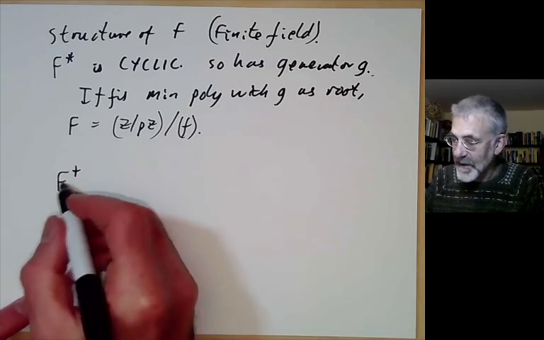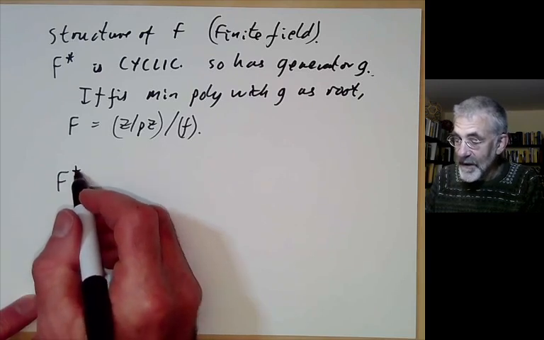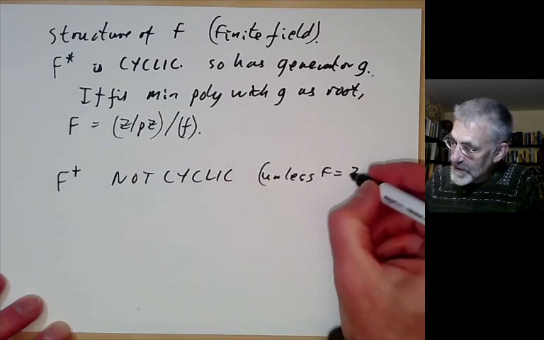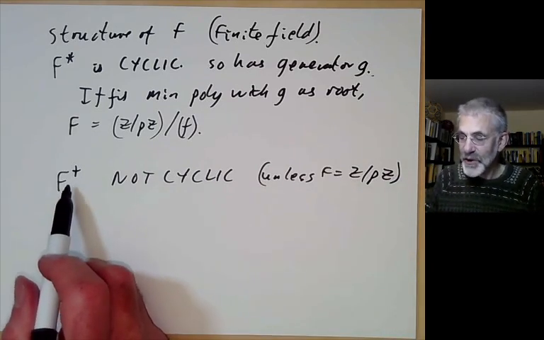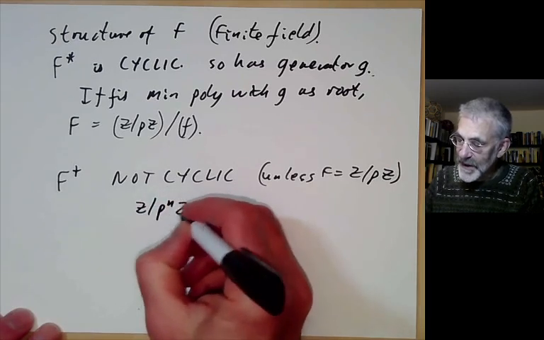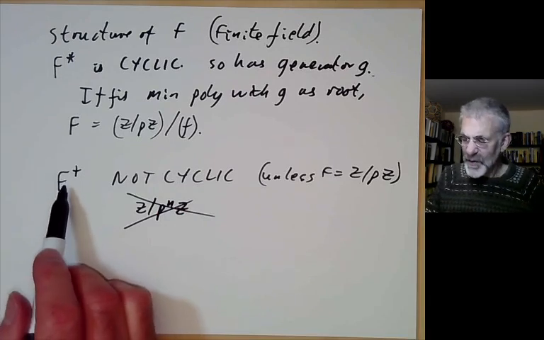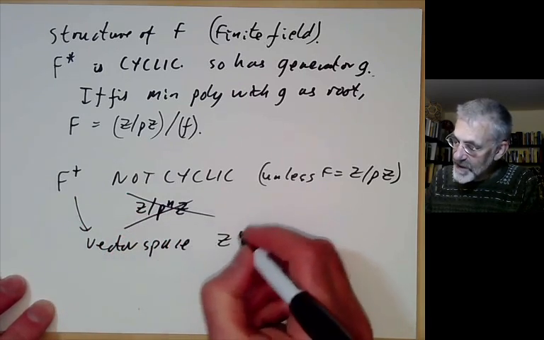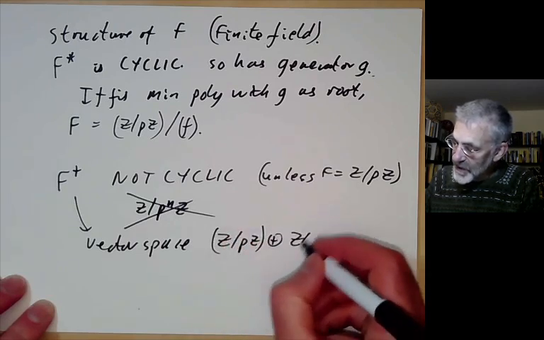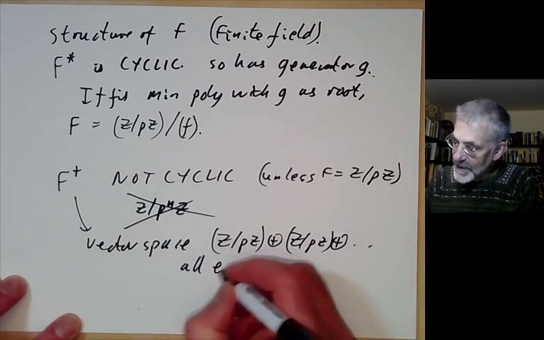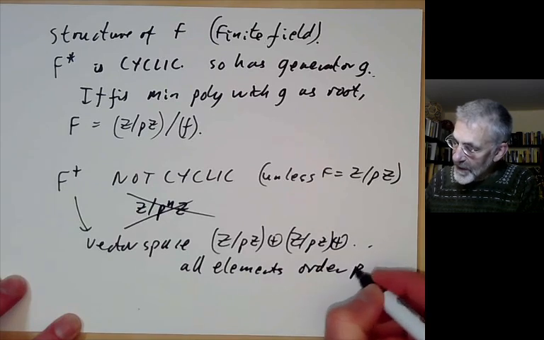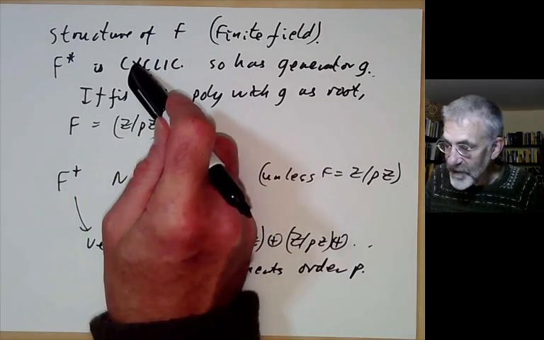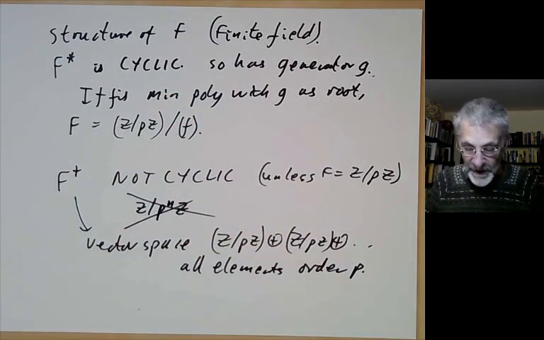The additive group, so let's look at the group of F under addition, is usually not cyclic unless F is equal to Z modulo pZ. It seems to be quite a common mistake to assume that it's just the cyclic group Z modulo p to the n Z, but that's simply false. In fact, it's sort of obviously false, because this is actually a vector space. So it must be isomorphic to a sum of copies of the additive group Z modulo pZ. And in particular, all elements have order p under addition. So don't go around making the standard mistake about finite fields: the multiplicative groups are cyclic, but the additive groups are usually not cyclic.